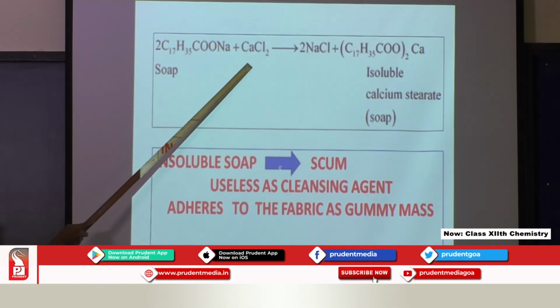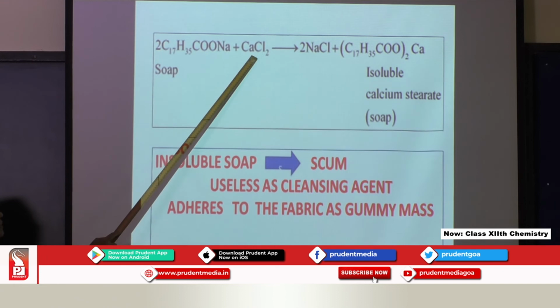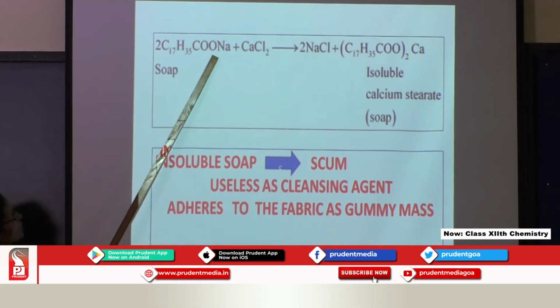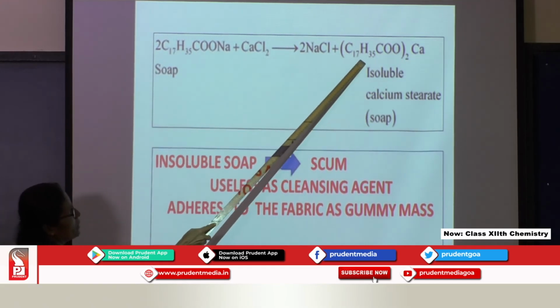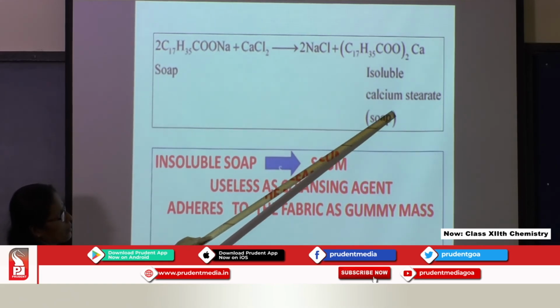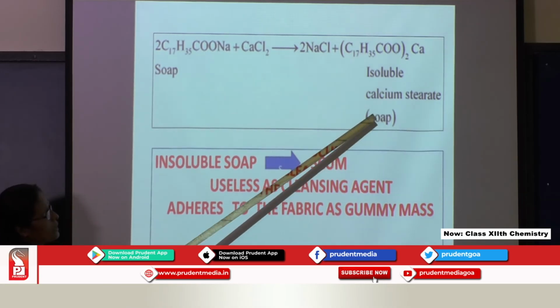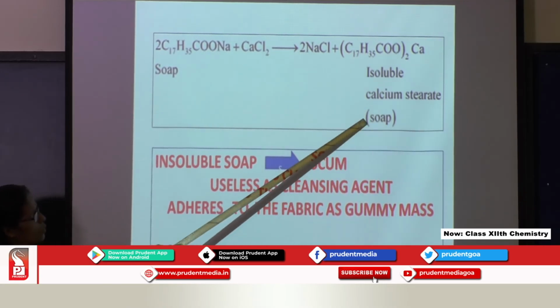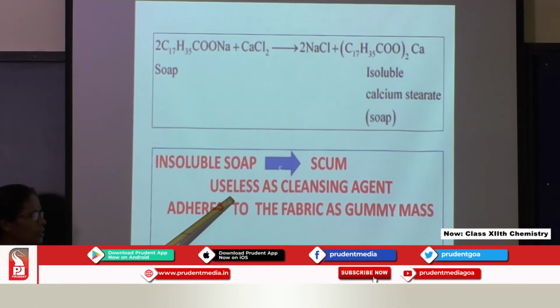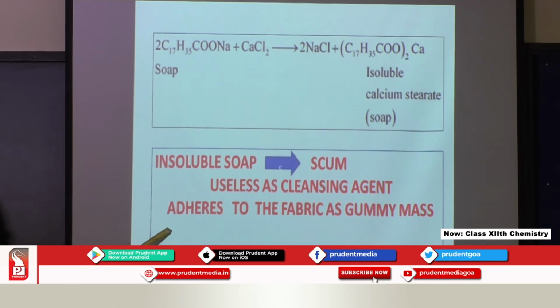Soap when it interacts with hard water, which contains calcium chloride, the calcium will come in place of sodium, so you will get calcium stearate. This is sodium stearate. Calcium stearate will be produced, and this will be like another soap and it will remain insoluble, and this other soap will form scum. So insoluble soap, which is scum, makes your soap unfit as a cleansing agent. It also remains attached or adheres to the fabric as a gummy mass.